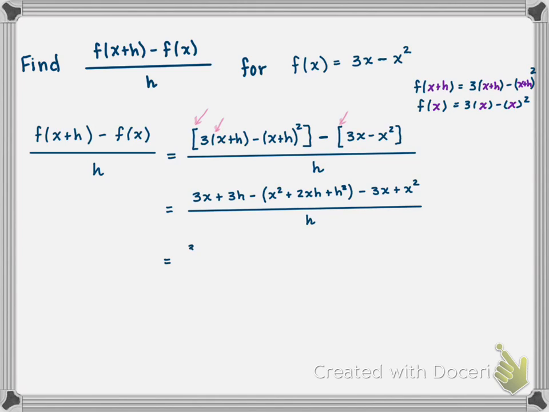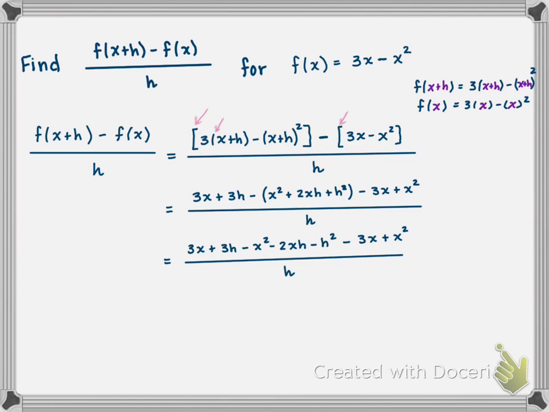So we have 3x plus 3h. This changes the sign of all the terms inside the parentheses. And then everything else, I already got rid of the brackets, so that's just staying the same. All over h. And then again, we're going to go through really deliberately and make sure that everything that we know should add to 0 actually adds to 0.